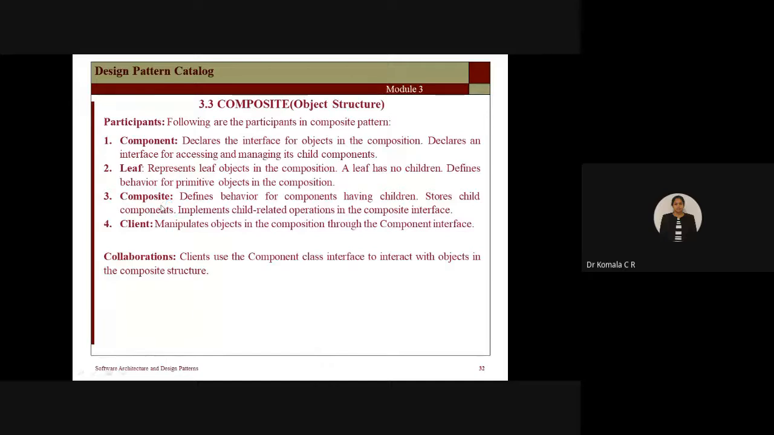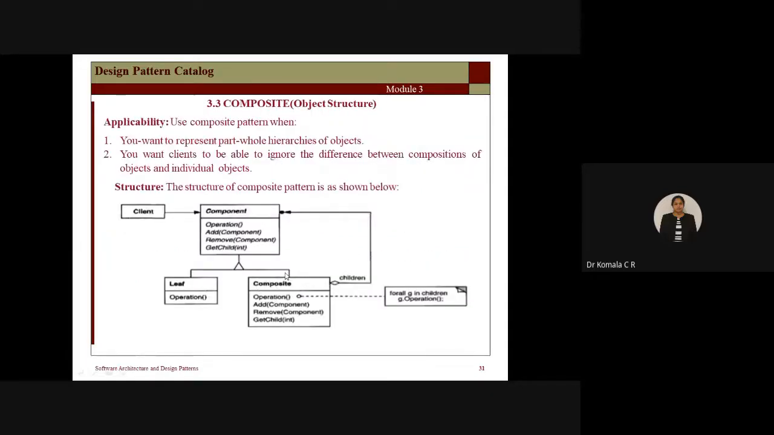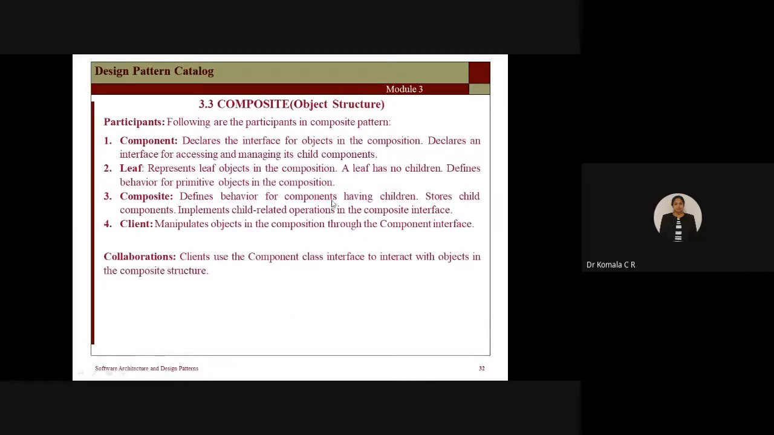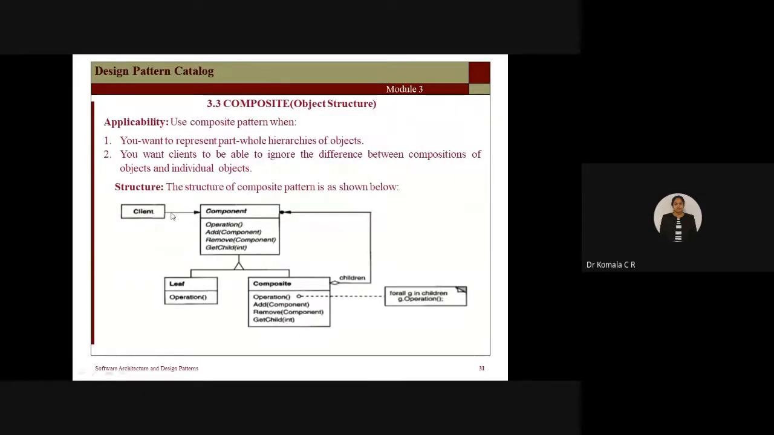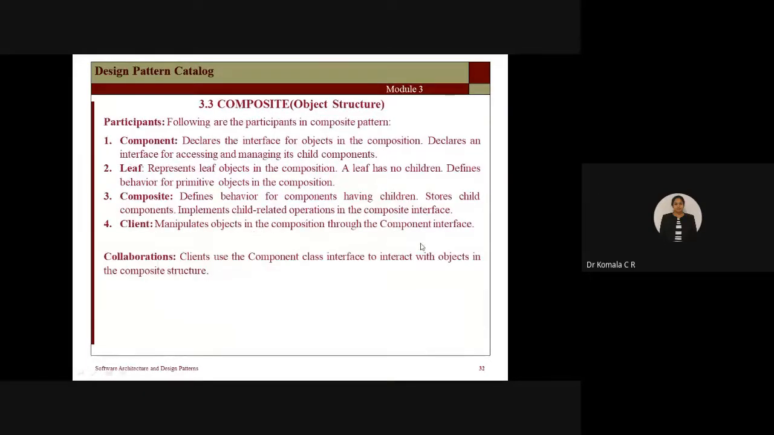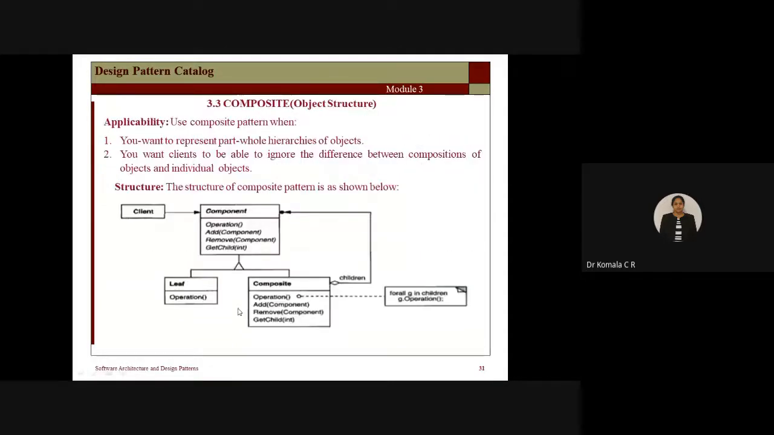What does the Composite do? Composite defines behavior for components having children. It will define the behavior for its children. It stores child components, and the implementation is done for child-related operations. What does the Client do? The main class here, Client, manipulates objects in the composition through the Component interface. So it can manipulate and change them.